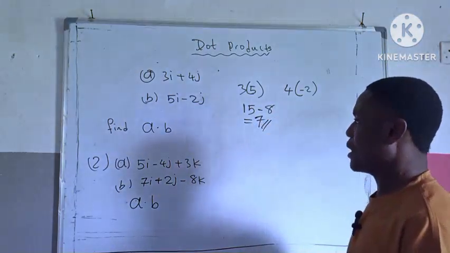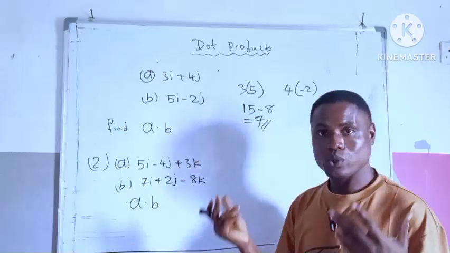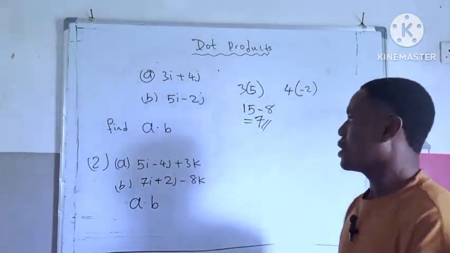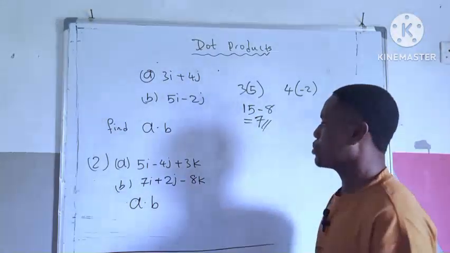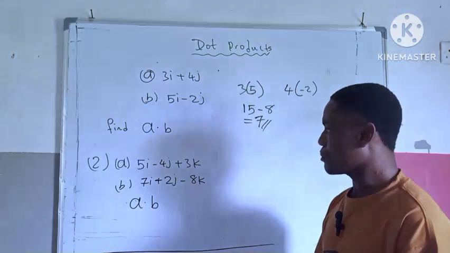So this is the answer. This is how to use the dot method, or questions under dot product, using the dot product to solve questions under vectors. It's very simple. Okay, let's move to the second one.